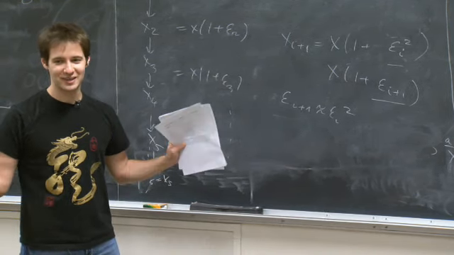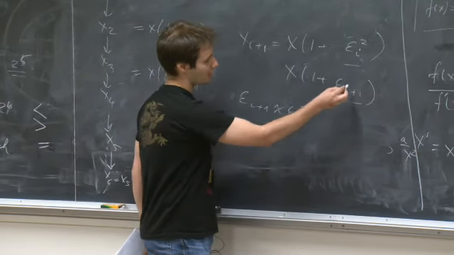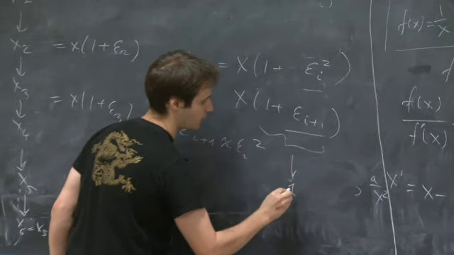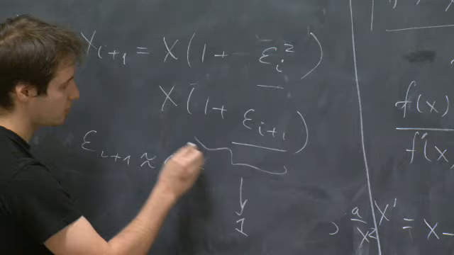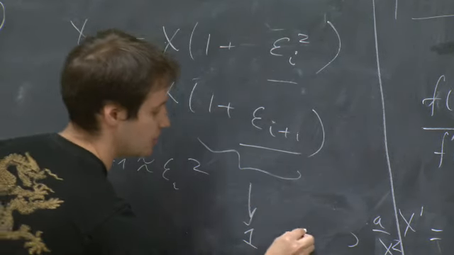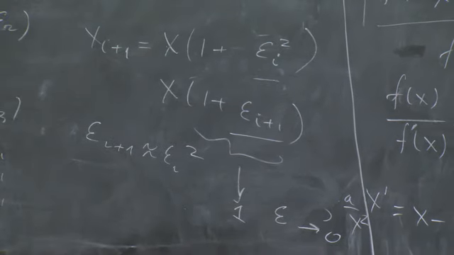Wow, you guys told me everything I need for the next 2 minutes. So I want this to become 1, right? This has to go to 1, because I want this whole thing to be x. So in order for this to be 1, I want the epsilons to go to 0. So I want them to be as small as possible.